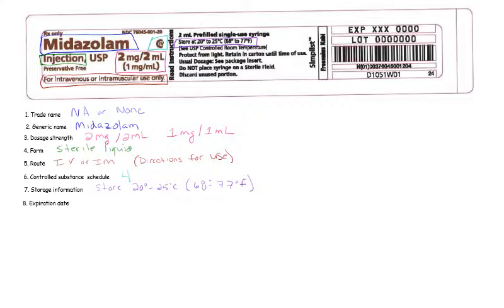And we always want to know the expiration date of a medication. This is very important. We cannot give expired medications. Right here is the expiration date. This is a generic label, so these aren't real numbers, but I'll write them in here.